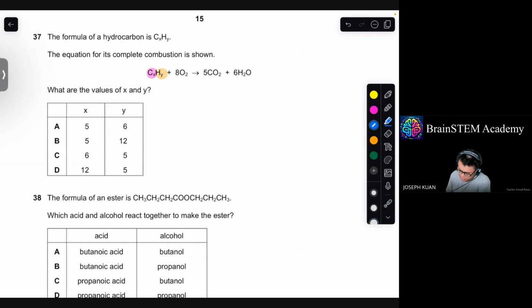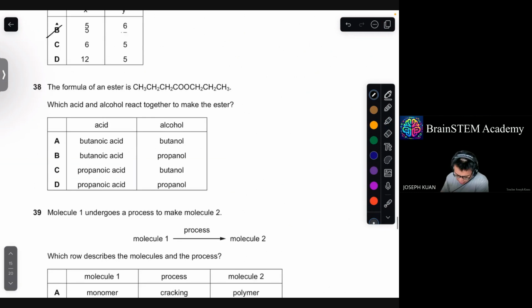The carbon atoms are only present in the carbon dioxide. There's 5 of them. And hydrogen is only present on the right-hand side in the form of water. So in total, there's 12 hydrogen atoms. So x is 5 and y is 12. Pretty straightforward, but you need to be able to read it from the equation.